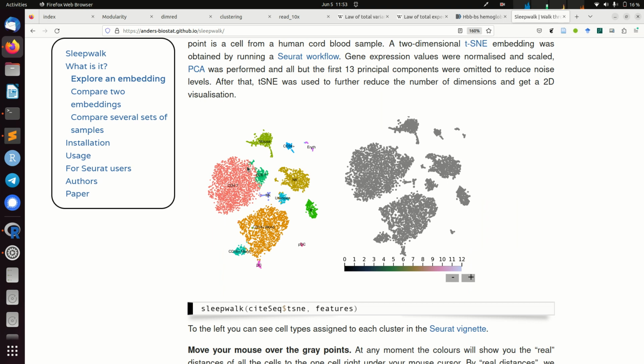Here, take this thing for example. It's too small to read, but these are T cells, these are monocytes, these are B cells here from some peripheral blood sample. And you remember my sleepwalk tool, I can put my mouse over this and I can see all these cells which are close. So the 20 nearest neighbors of this cell here, it doesn't really matter whether I take 20 or 50 or 100. They're probably all equally close.